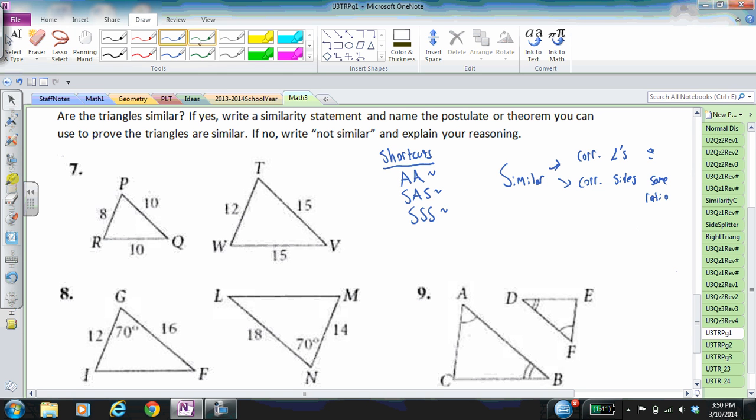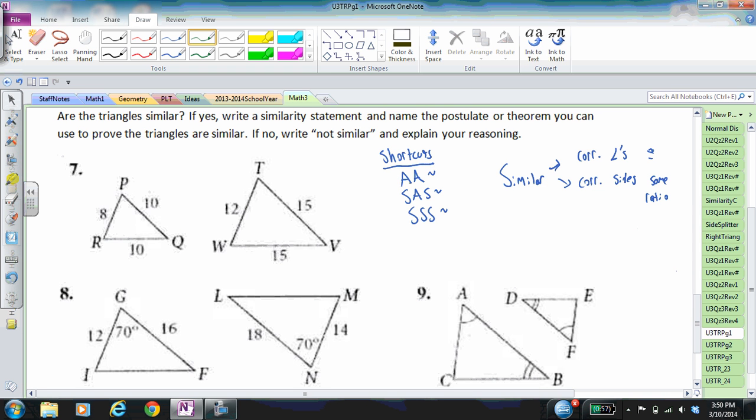So the angle-angle similarity postulate says if two angles of one triangle are congruent to two angles of another, then the triangles are similar. That's all we need. Side-angle-side says if two sides are proportional and the angle between them is congruent in one triangle, same in the other, and we have those pairs, then the triangles are similar. And side-side-side says if we have three pairs of sides that are in the same ratio, then the triangles are similar.